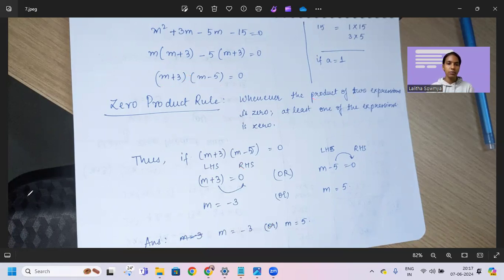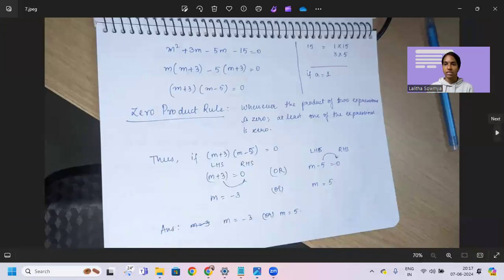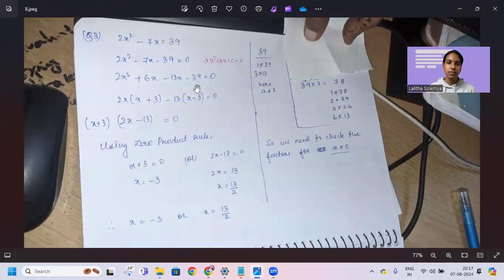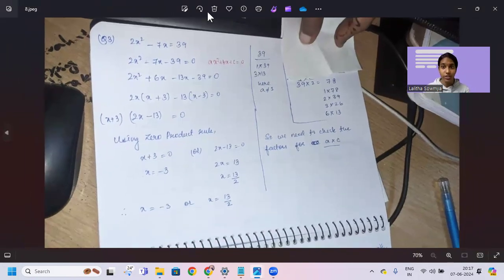All right, let me quickly go to the next question. This is again a good question because now A is not equal to 1. Is it in the quadratic form ax square plus bx plus c equal to 0? No. Let's change it to the standard form. Because 39 is on the RHS, when we bring 39 to the LHS, it becomes 2x square minus 7x minus 39 equal to 0.